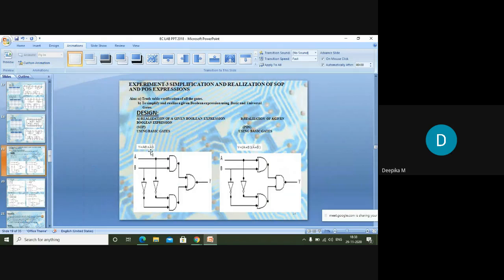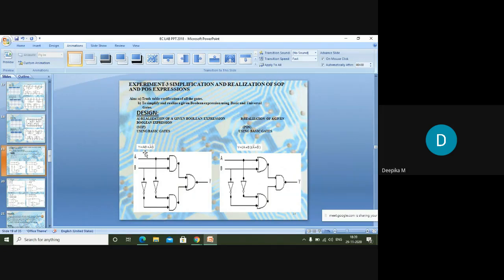Why do we call it the SOP function? Because it is the sum of product terms. AB is one product term and A bar B bar is another product term. Now I am going to sum these two terms, so this is called an SOP term. Now I have to implement it by using basic gates.